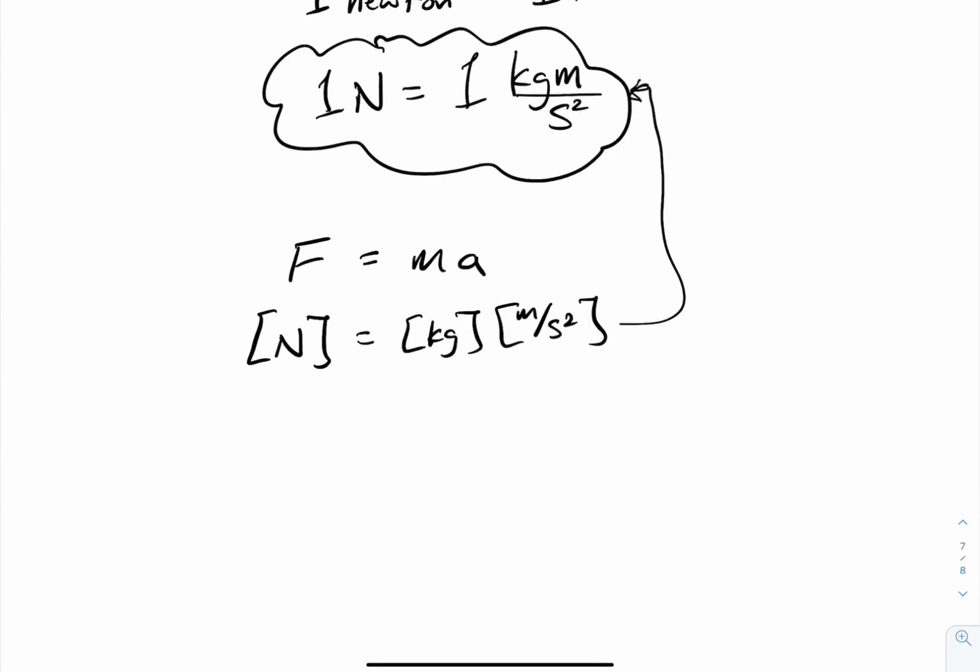The American unit for a force is a pound. And in general, there's about 4.41 newtons in a single pound.